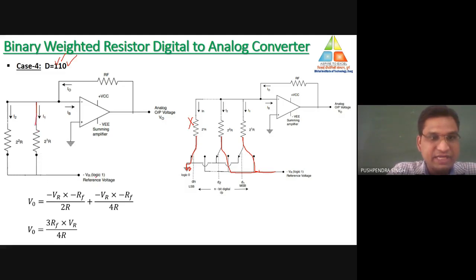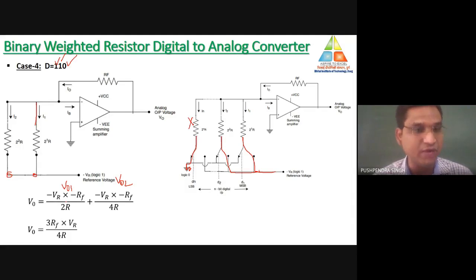So the first resistance will be connected to VR, the second resistance will also be connected to VR. Then what is the value of output? Output due to input number 1 and due to the second one. So the total output is the output due to the first input voltage source plus the output due to the second input voltage source, and the final will be the addition of V01 and V02. So when it is connected to the first, I1, what is the value of output? Minus of VR into RF divided by 2R. Why? Because the value of input resistance is 2R. In case of the second, the value of input resistance is 4R. The final output is 3RF into VR divided by 4.